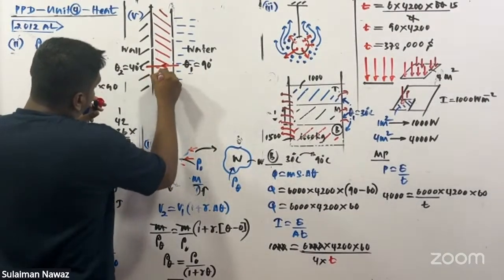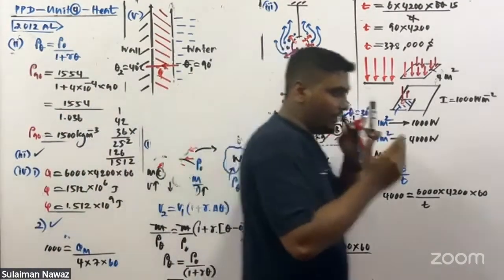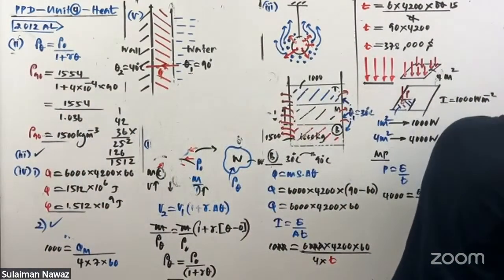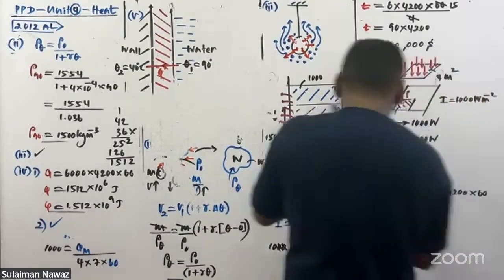Okay, right. So they are asking in the question, last part done. They are asking, if the temperature of the wall stays at 40 Celsius while the water is at 90, what will be the rate of heat loss per meter squared of styrofoam? That means when you consider 1 meter square.